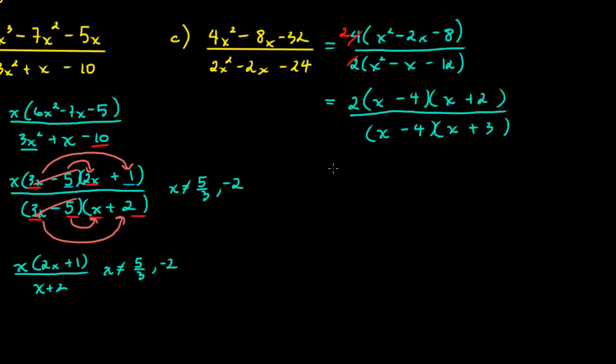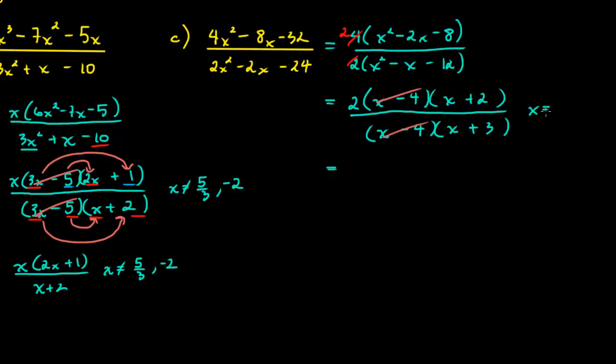So now we can divide out. There's a factor of x minus 4 in the numerator and a factor of x minus 4 in the denominator as well. So we can divide out a factor of x minus 4. But again, we have to make sure that we write the restrictions.